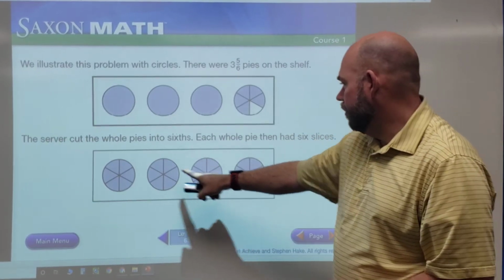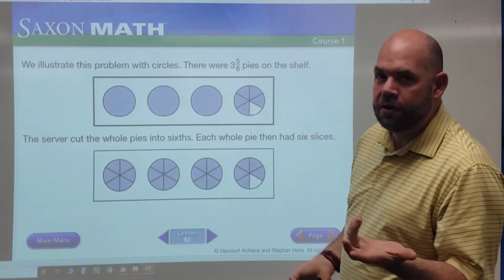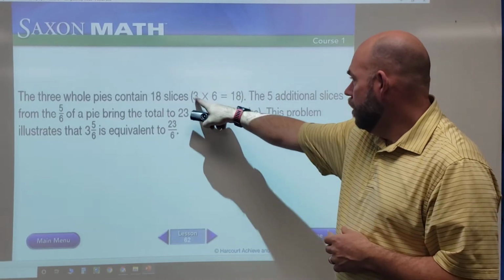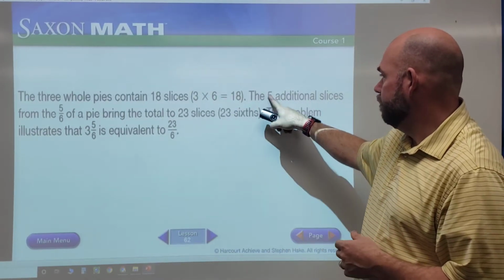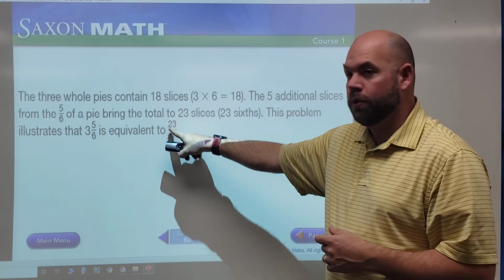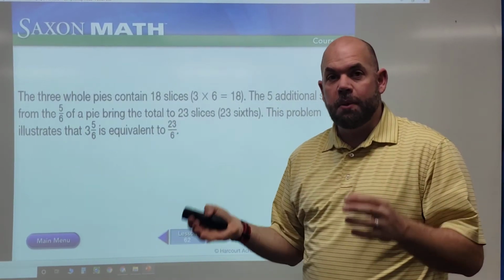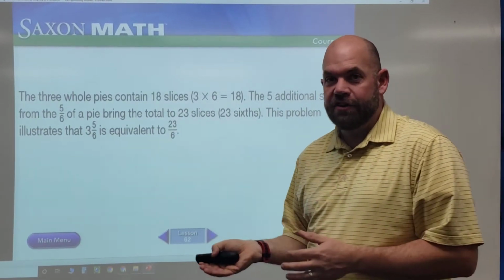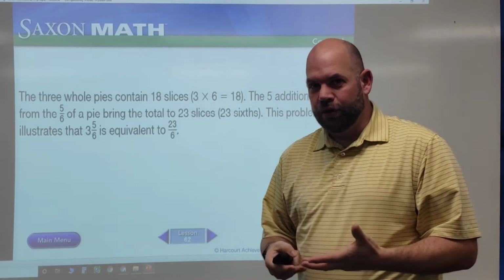But let's look at it. So they've cut it into 6 and then counted like we just did. 3 times 6 is 18, and plus the 5, that gives us our 23, or 23/6. So now we've changed it from a mixed number to an improper fraction. I think it makes sense when you look at it visually.